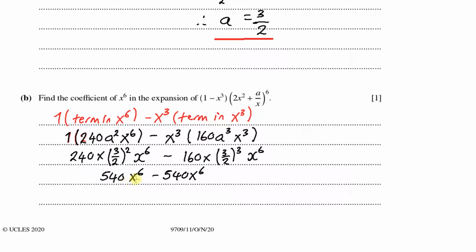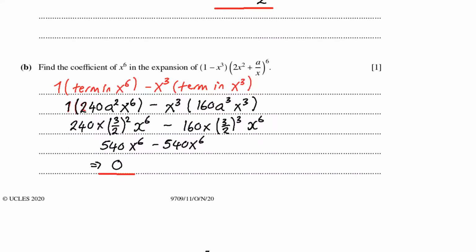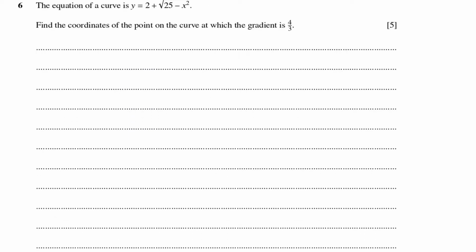Now 540 x to the power 6 minus 540 x to the power 6 is going to give us 0. And that's the answer. So the coefficient of x to the power of 6 is just going to come out as a 0. And that's how we do it. Let's move to the next question.